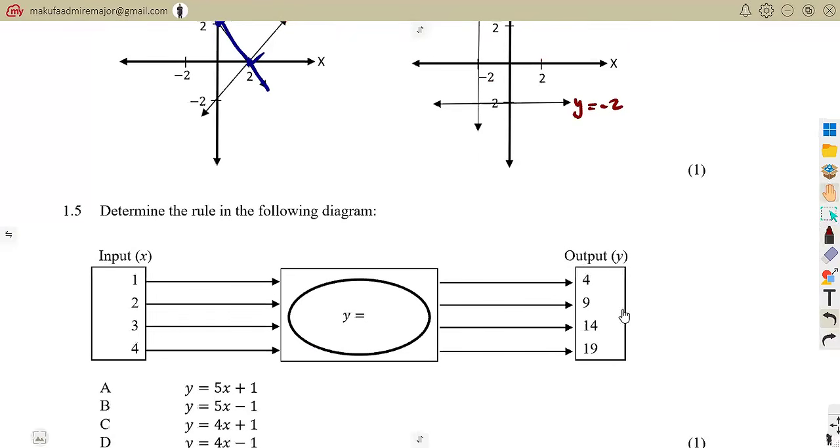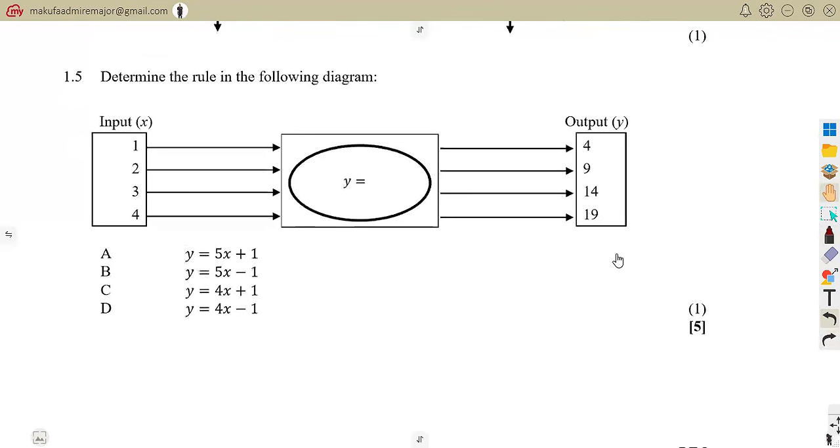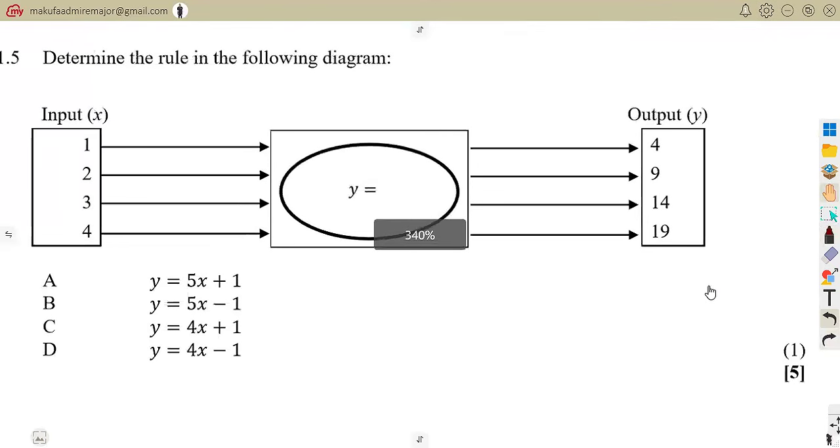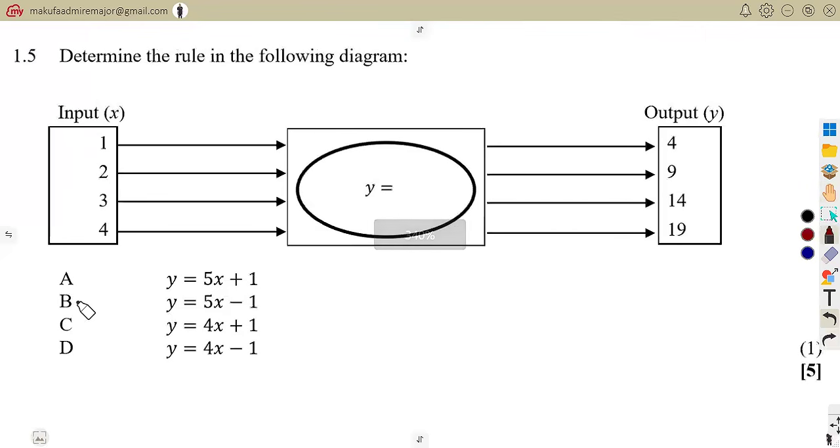All right, let's consider 1.5. Determine the rule of the following diagram. So we are given the rules as part of our answers, A, B, and D. So you can just substitute, guys, the values that you're given. Remember, the input is x. You substitute and see, are you getting the output that you're given? If x is equal to 1, you substitute a 1 in place of x. 5 times 1, that is 5 plus 1, which is equal to 6.